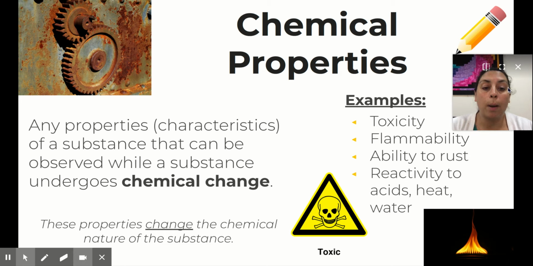Examples of chemical properties are toxicity, flammability, the ability to rust, and the reactivity to acids, heat, and water. So you'll notice it's how it reacts to a lot of things. How it reacts to heat, how it reacts to acids, how it reacts to water, how it reacts to being burnt in terms of flames or flammability, and how toxic it is, how it reacts with living organisms usually. So feel free to pause the video whenever you need to record these into your notes before continuing.